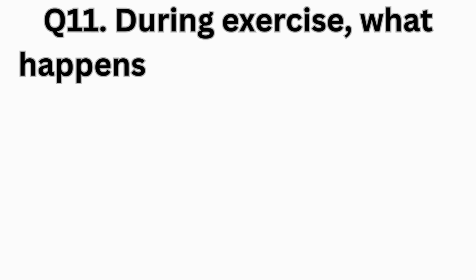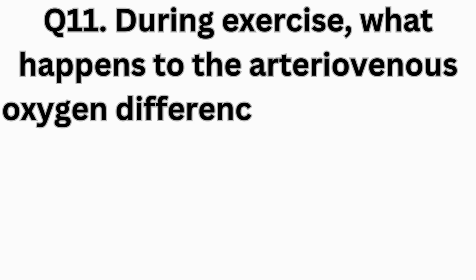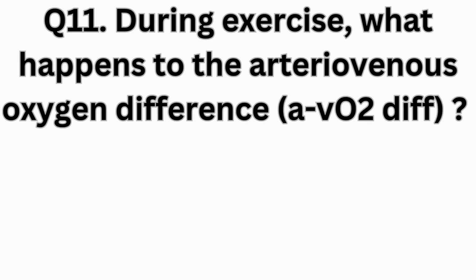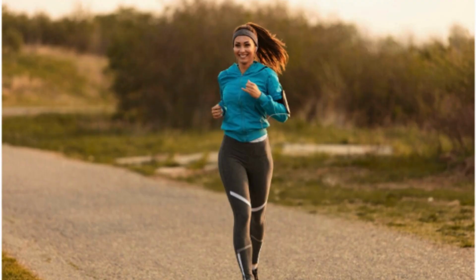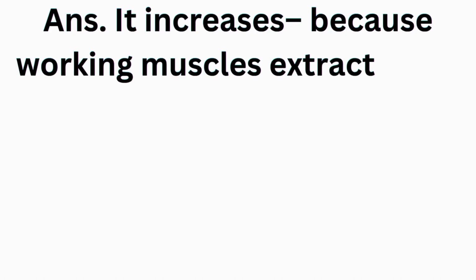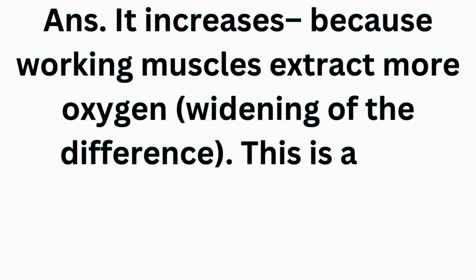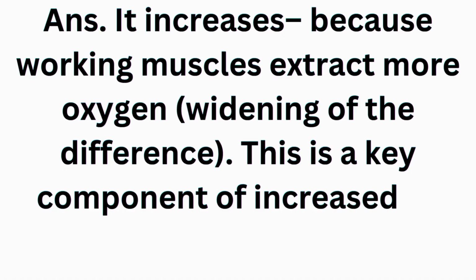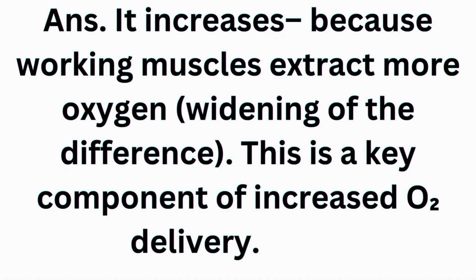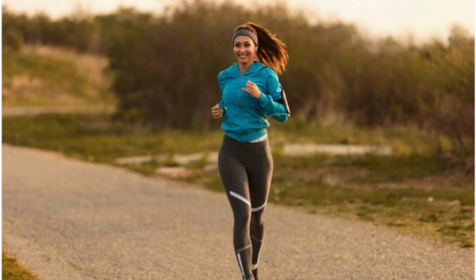Question 11. During exercise, what happens to the arteriovenous oxygen difference? You may now pause the video, and here comes the answer. It increases. This is because working muscles extract more oxygen. So when you are exercising, your heart pumps more blood. At the same time, the muscles get more oxygen from the blood. The arteriovenous oxygen difference is the hidden hero during exercise.